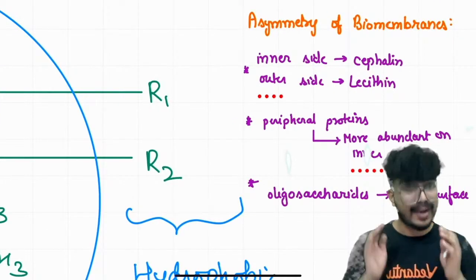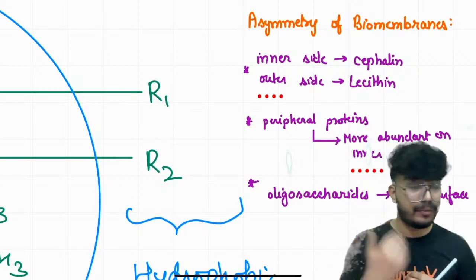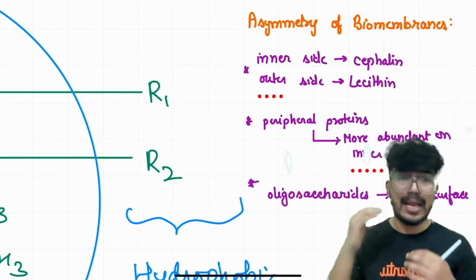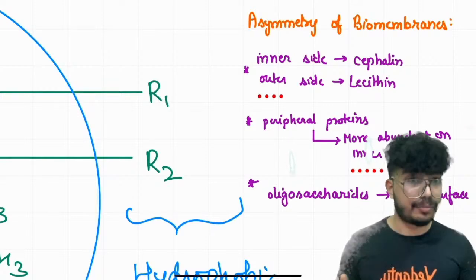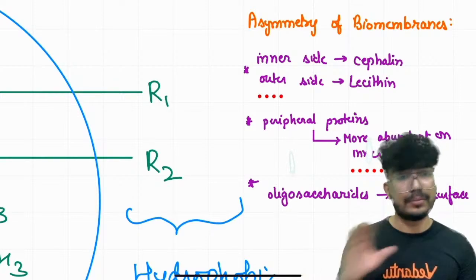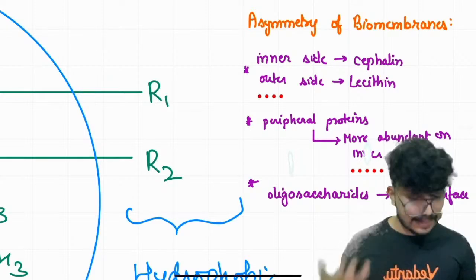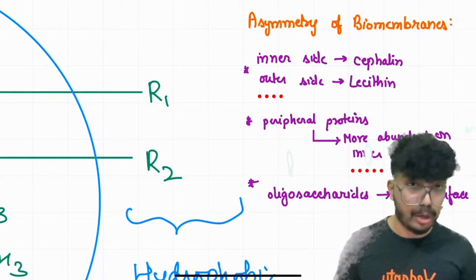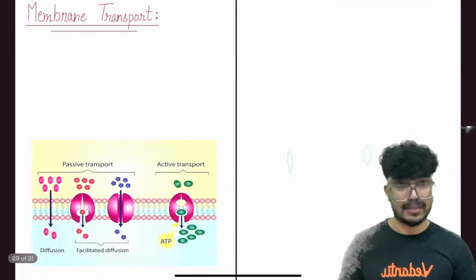You will not find this much depth in most books, right? If you want this much depth about the concept, you will have to refer to Campbell or some research papers. In general books, you will not find this much depth. I hope this information is going to help you a lot for your NSEJS exam. Let's move on to the next topic, that is membrane transport.